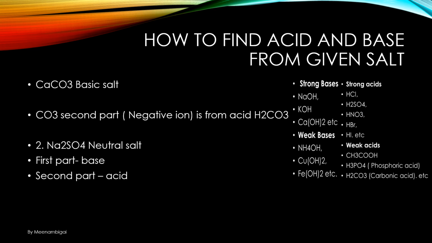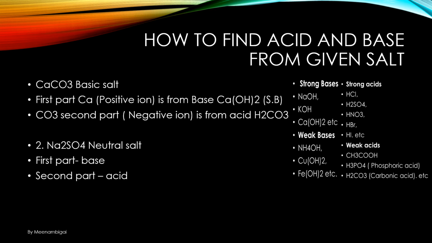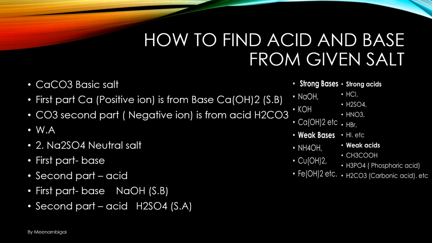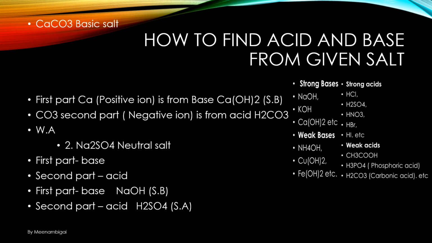So CaCO3 is a basic salt. The first part is a strong base, so it's a basic salt. The second part is a weak acid. Next, Na2SO4, neutral salt. We know that NaOH is a strong base and H2SO4 is a strong acid. So both are strong, it gives a neutral salt. CaCO3 is a basic salt and Na2SO4 is a neutral salt.